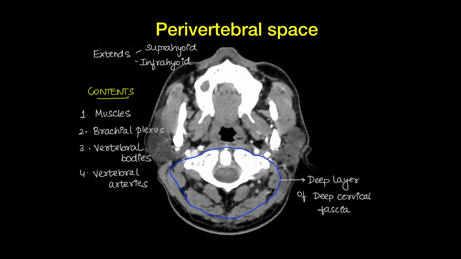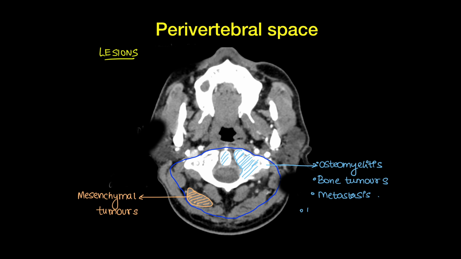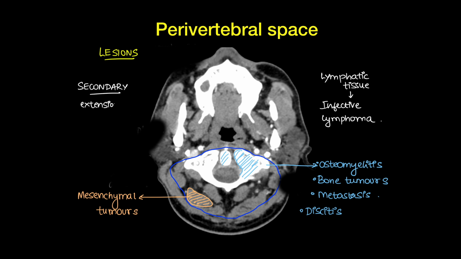What are the pathologies affecting this space or lesions expected in this space? Muscles are there, hence mesenchymal tumors can occur. Vertebral body is there, so it's a bone, so osteomyelitis, bone tumors, or metastasis can occur in these vertebral bodies. The intervertebral disc can be affected, like discitis. Lymphatic tissue is there, so there can be infective causes like tuberculosis, or lymphoma-like neoplasm. Secondary lesions extending from the spinal canal can be seen in this region.